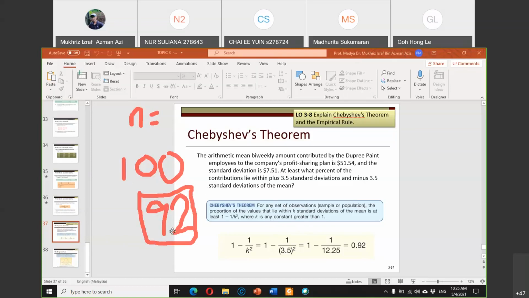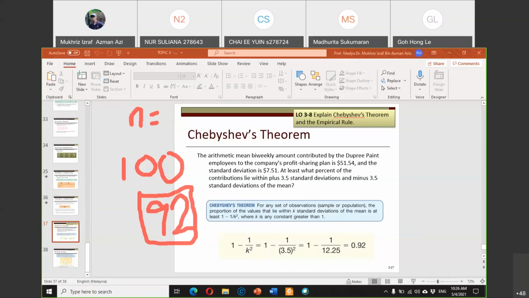Okay, but if you want to express it in terms of Chebyshev's theorem, we can say at least how many percent is within plus or minus 3.5 standard deviations of the mean. Meaning, if we measure plus or minus 3.5, we are talking about up to 92% of our data is within plus or minus 3.5 standard deviations.